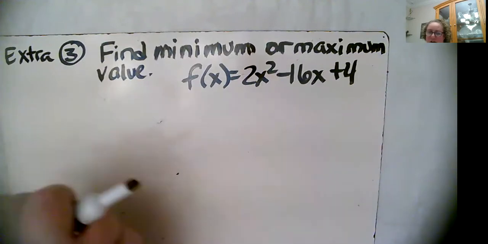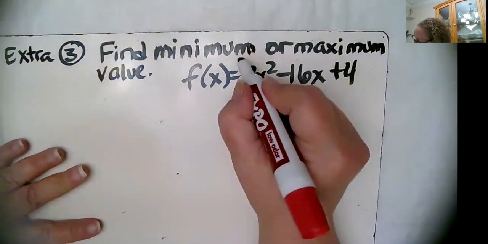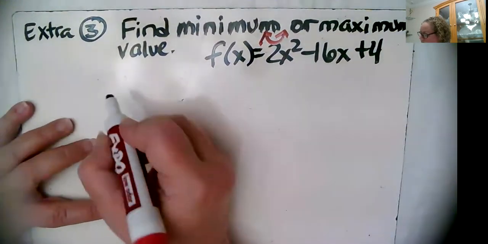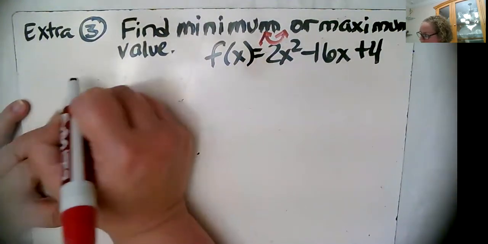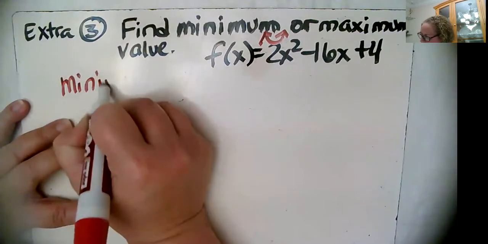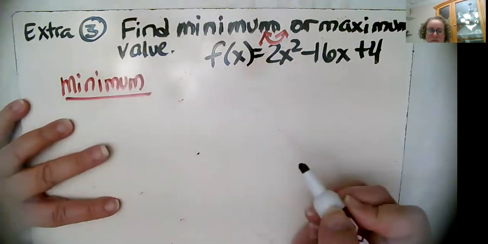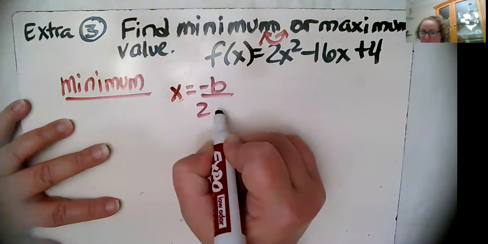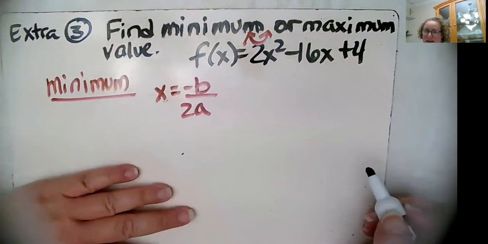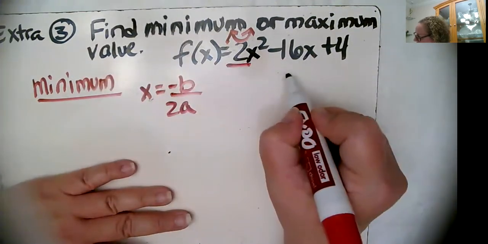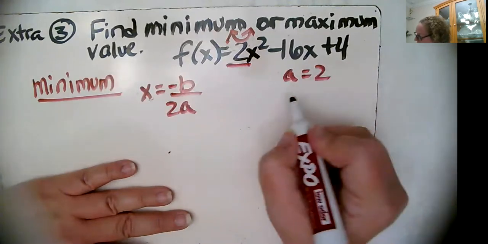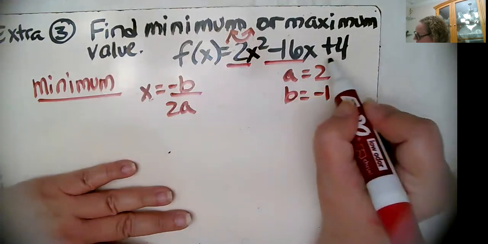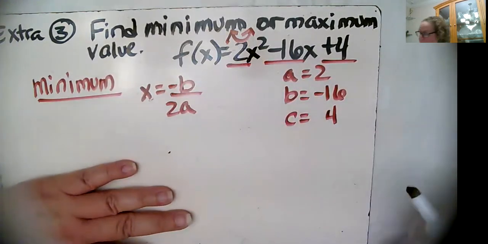So again, by looking at our leading coefficient, since it's positive, that's telling me my parabola is facing up. So it's a minimum. Write our equation. x is equal to negative b over 2a. Let's list our a, b, and c. a is equal to 2. b is equal to negative 16. And then our c is equal to 4.